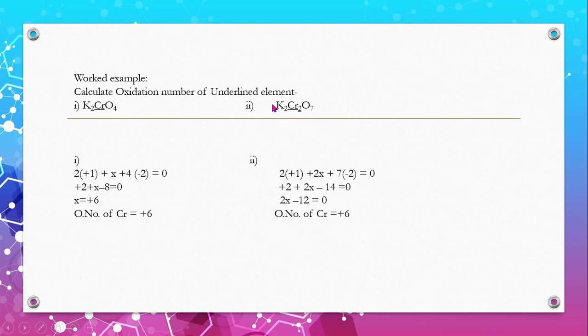Going on to this one now, we have 2 potassium, 2 by +1. We have 2 chromium, 2X, and we have 7 oxygens, 7 by -2. Now this is a neutral compound, it's uncharged, so the sum of the oxidation numbers will be equal to 0. When we add them up and solve for X, we see the oxidation number of chromium is +6.